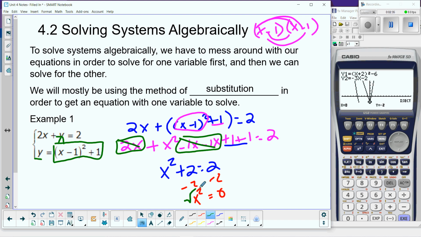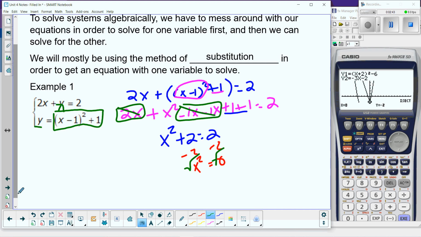Even if I take the square root of that, we still get x equals 0. And I don't need a positive or negative because it's still 0. So this was our solving for x.